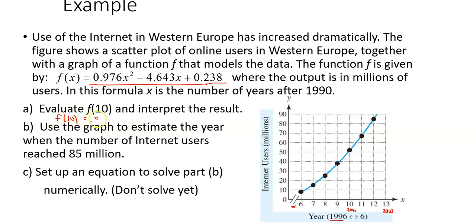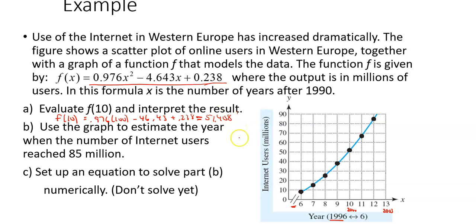So I get 0.976 times 100 minus, if I multiply this by 10, I get 46.43 plus 0.238. I'll grab a calculator, you grab a calculator, and let's see what we come up with. All right, when I grab my calculator and throw it in, I get 51.408. So 51.408 is f of 10.